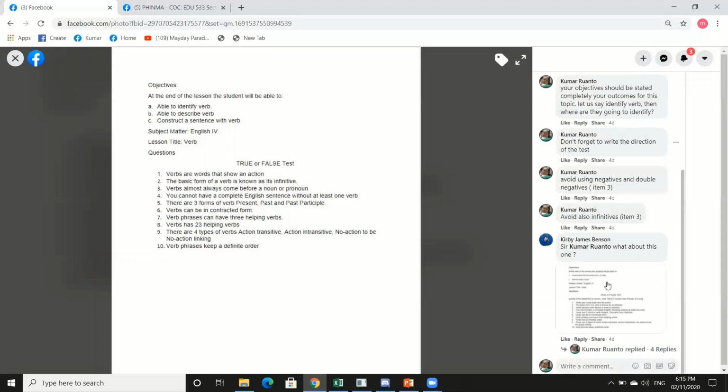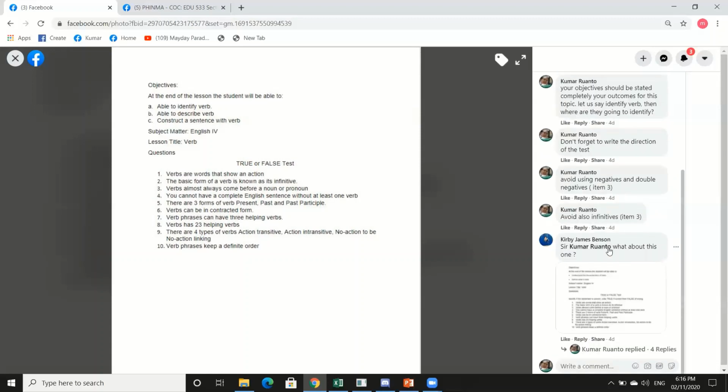There are some comments here about the objectives. When writing objectives, let's try to recall. Always write it in a complete thought, because objectives should be clearly stated and visible. So we say identify verb. Where should they identify the verb? So it should be in a complete sentence.